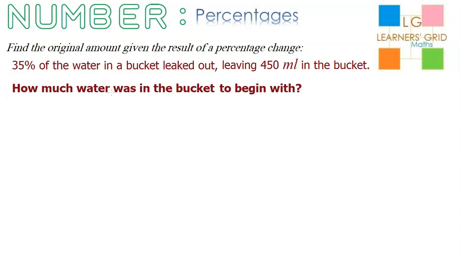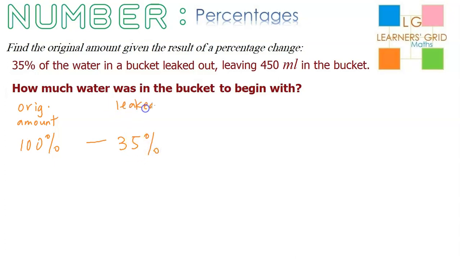Let's just think about that. How much water was in the bucket to begin with? So that's the original amount. The original amount, now that's 100%. That's how much was in there to begin with. Then we lost 35%. So we lost 35% of the water.